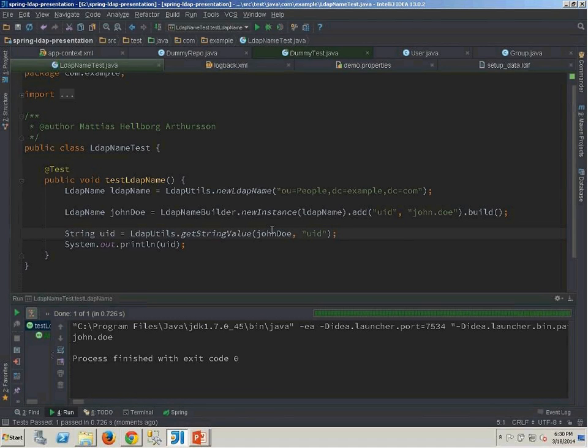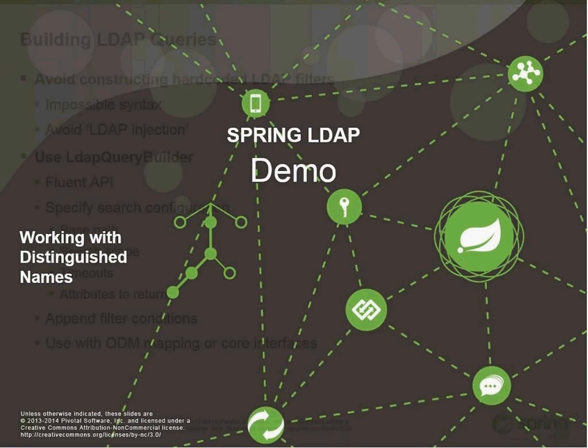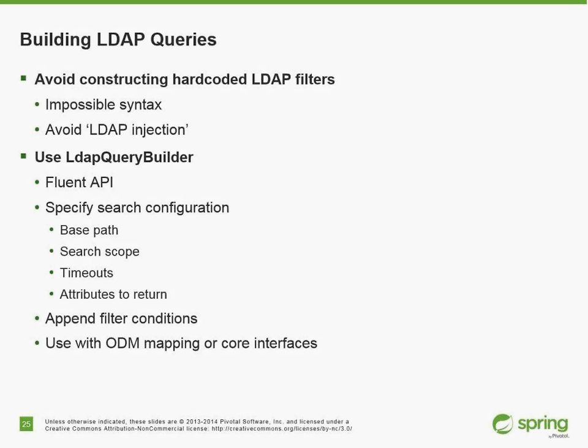So there's more in here. There's stuff for concatenating LDAP names and stuff like that as well. But this is pretty much the main utilities there. So that's the distinguished names.